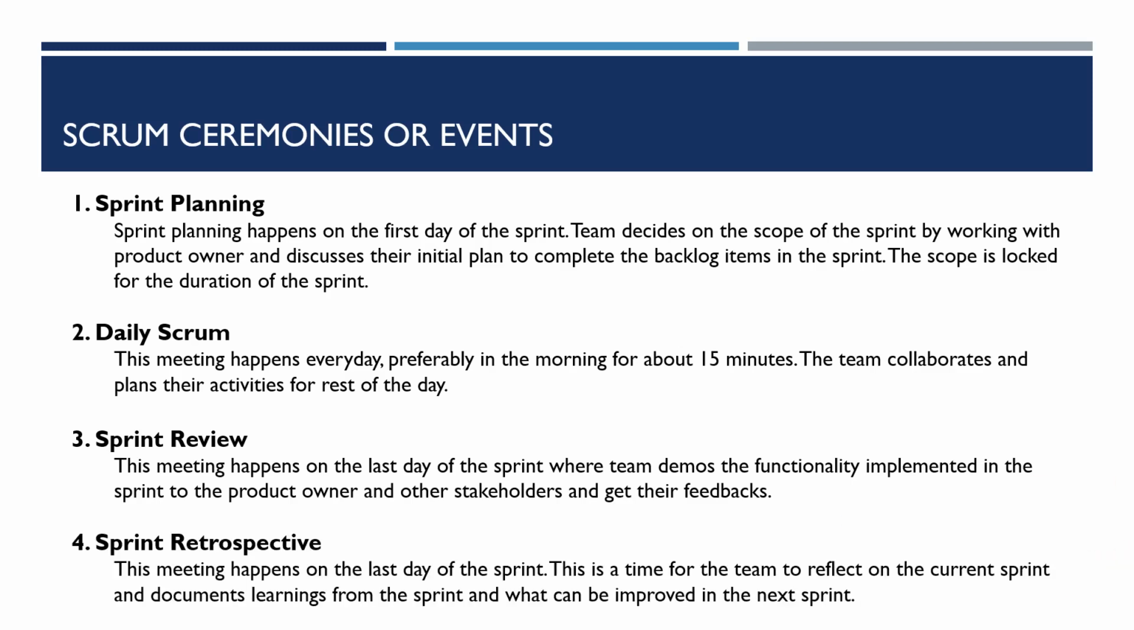The last one is the sprint retrospective. This also happens on the last day of the sprint, and in this one the team gets together to reflect on how the sprint went. What were the good things, what were not so good things, what we should continue with, what we should discontinue, and what are the new things that we should start. So it's basically a meeting to self retrospect and improve in the next sprint.